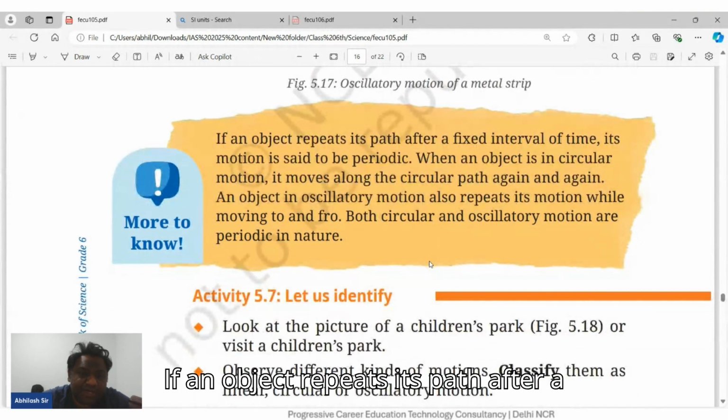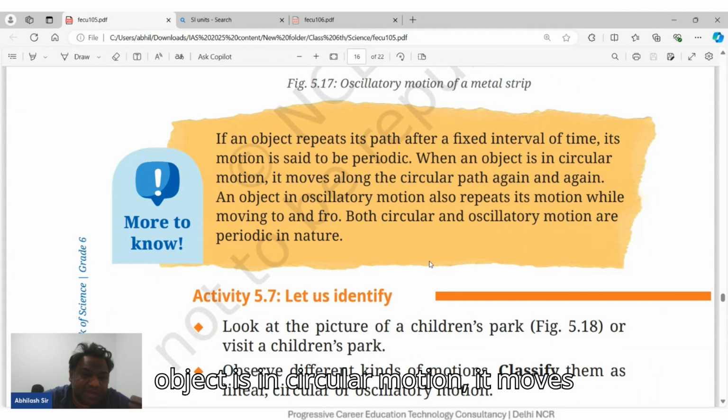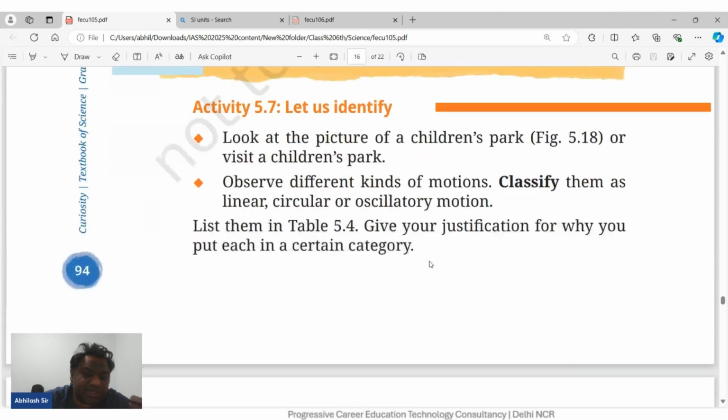If an object repeats its path after a fixed interval of time, its motion is called periodic. When an object is in circular motion, it moves along the circular path again and again. An object in oscillatory motion also repeats its motion while moving to and fro. Both circular and oscillatory motion are periodic in nature.